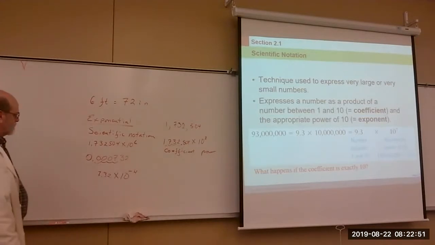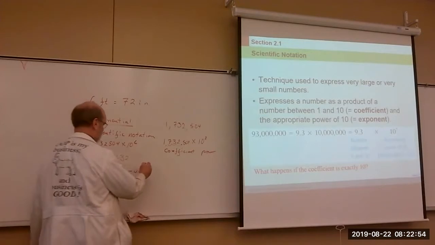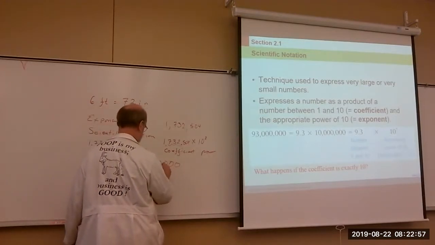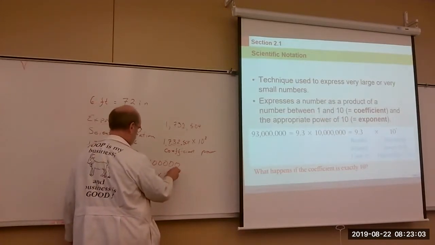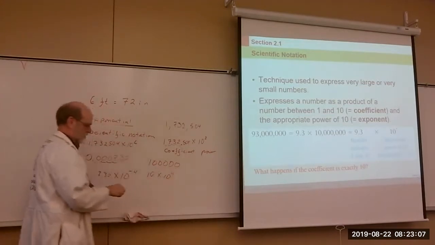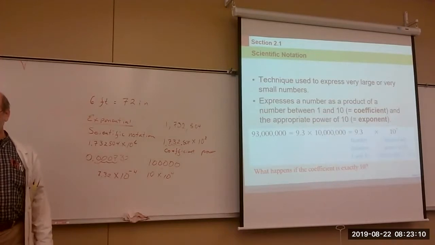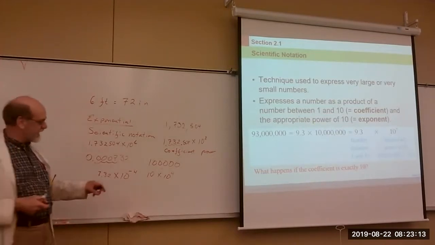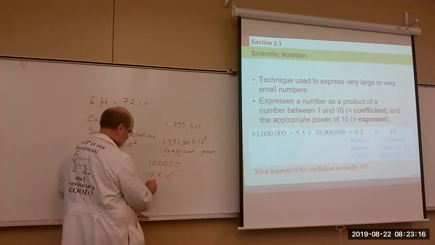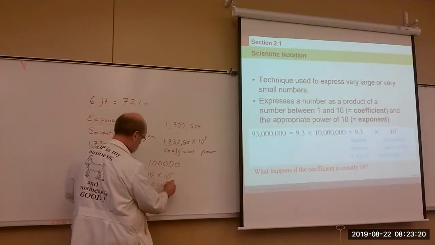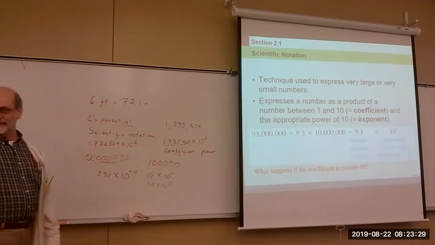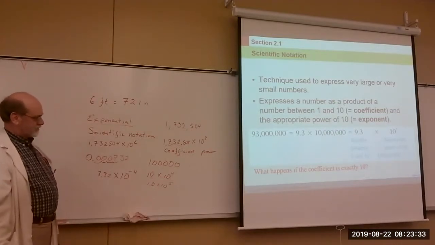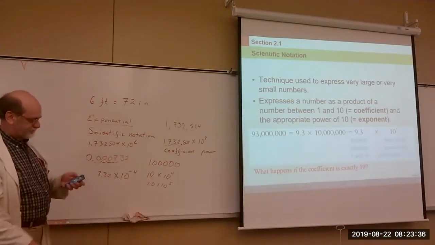What happens if your coefficient, say you have a number that's between 1 and 10, let's say 10 times 10 to the 1, 2, 3, 4. Well, I say between 1 and 10, not 10, right? So if you make it to 10, you need to go one step further. Your coefficient cannot be 10. It can be 9.999999, whatever, but it can't be 10 to be scientific notation. Okay?